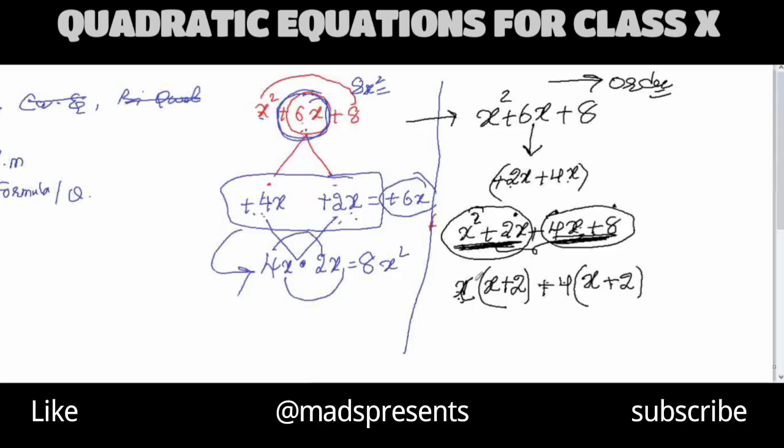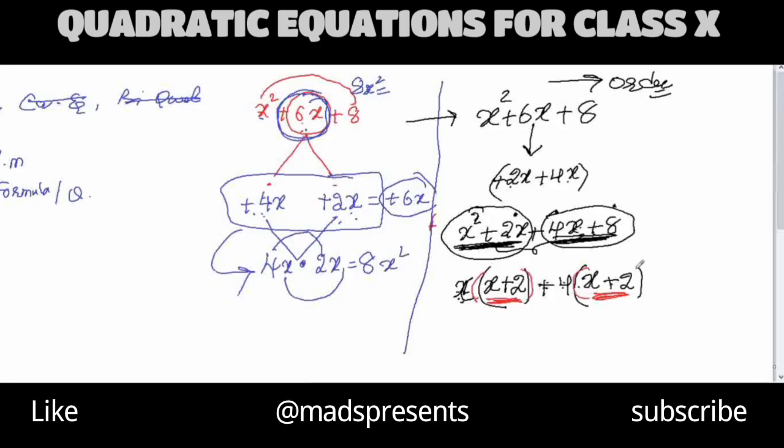Here a very important logic is, see, in brackets x plus 2, x plus 2. When you are solving a quadratic equation by splitting the middle term, be clear that in brackets you will get the same term. So here is x plus 2 and here also x plus 2. When you get it like this, that is the clear indication that you are doing it in a perfect way. So now we can take x plus 2 as common outside.